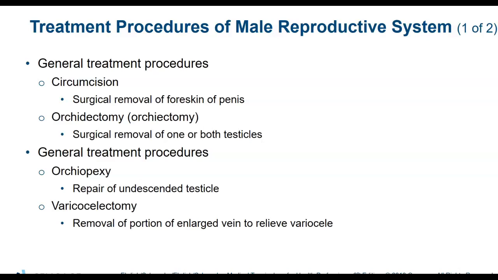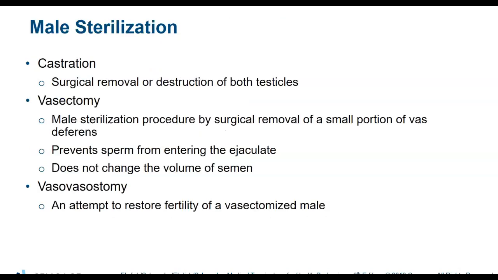Orchiectomy is a surgical removal of one or both testicles. Orchiopexy is actually the repair of an undescended testicle. And a varicocelectomy is actually the removal of a portion of an enlarged vein to relieve that varicocele. Castration is a surgical removal or destruction of both testicles.